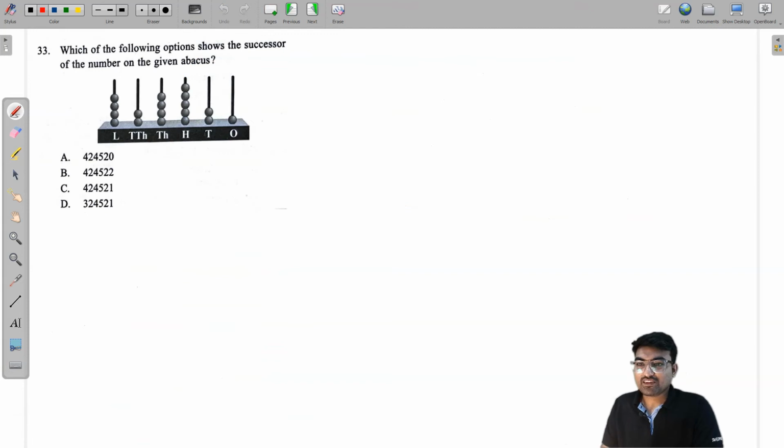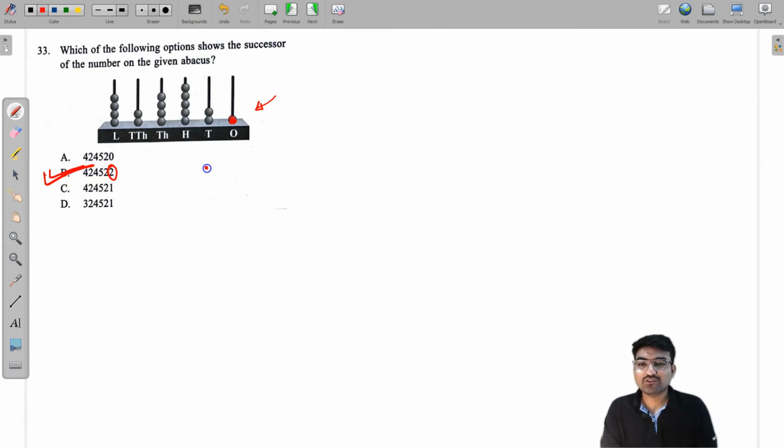Got it? Which of the following options shows the successor of the number given in the abacus? Okay, so in the abacus the number given is 1, so successor will have 2, right? So in the place of ones, it should be 2, so option number B.